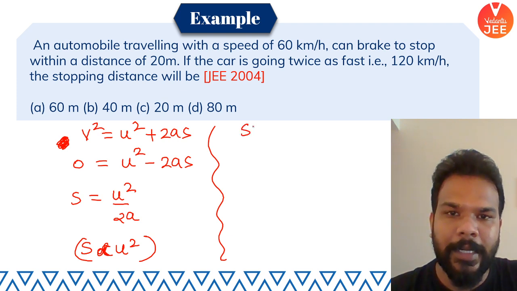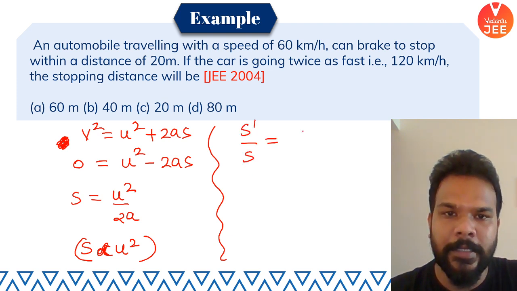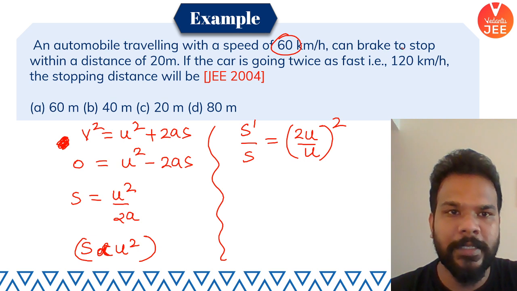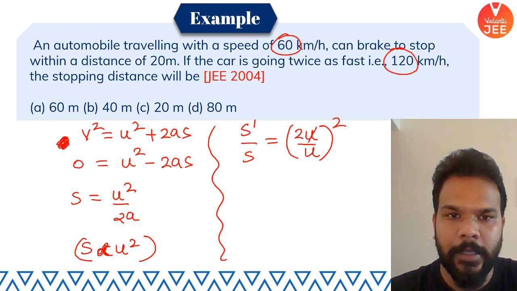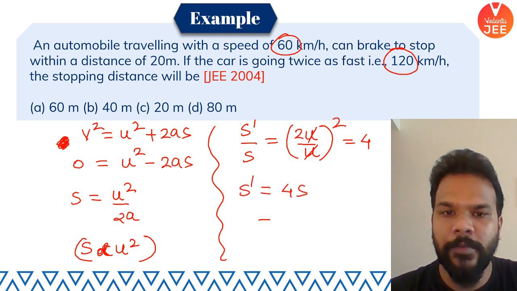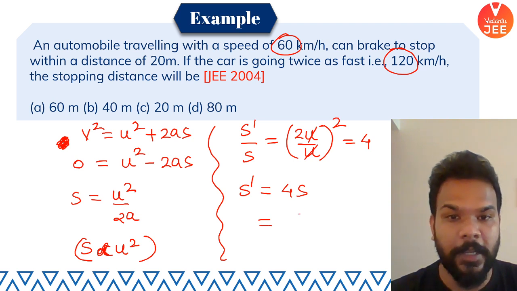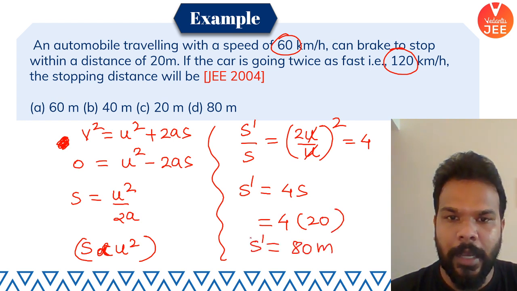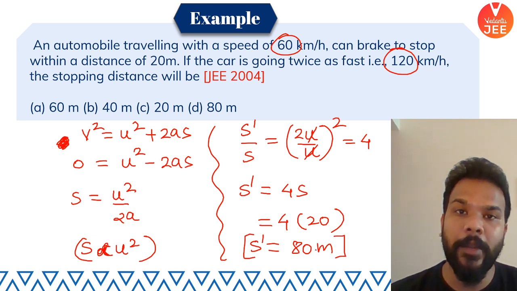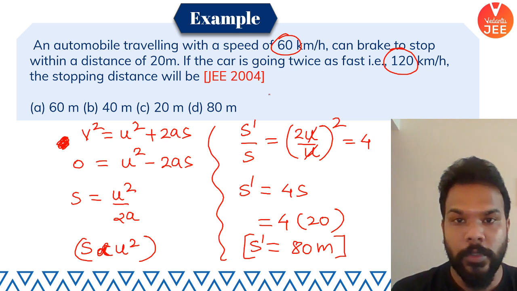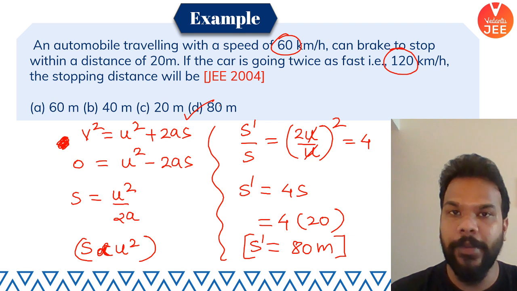So I can say that s dash by s is equal to (2u) squared by u squared, because initially the velocity is 60, then it becomes 120, so double the velocity. This ratio basically comes out to be 4. So in the second case, the displacement covered will be 4 times the original displacement, which is 4 into 20, that is 80 meters. So the vehicle will require a displacement of 80 meters, or 4 times the previous case, in order to stop with the same rate of retardation.